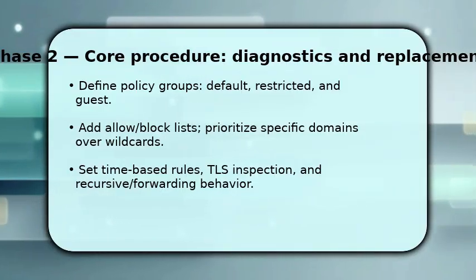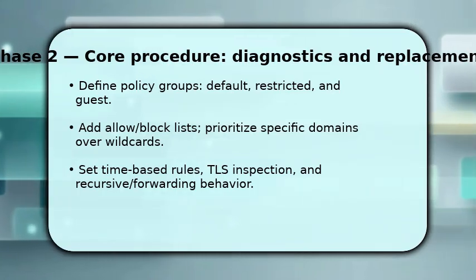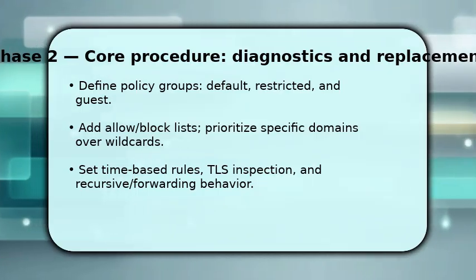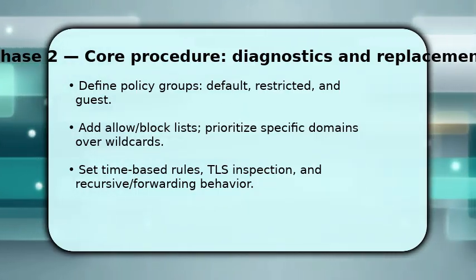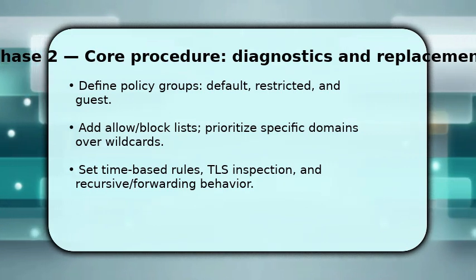Make sure to configure DNS forwarding versus recursion based on your architecture and enable TLS inspection only where certificate management is feasible. Once done, apply time-based rules to limit access during off-hours. This reduces risk. You deploy filters incrementally.